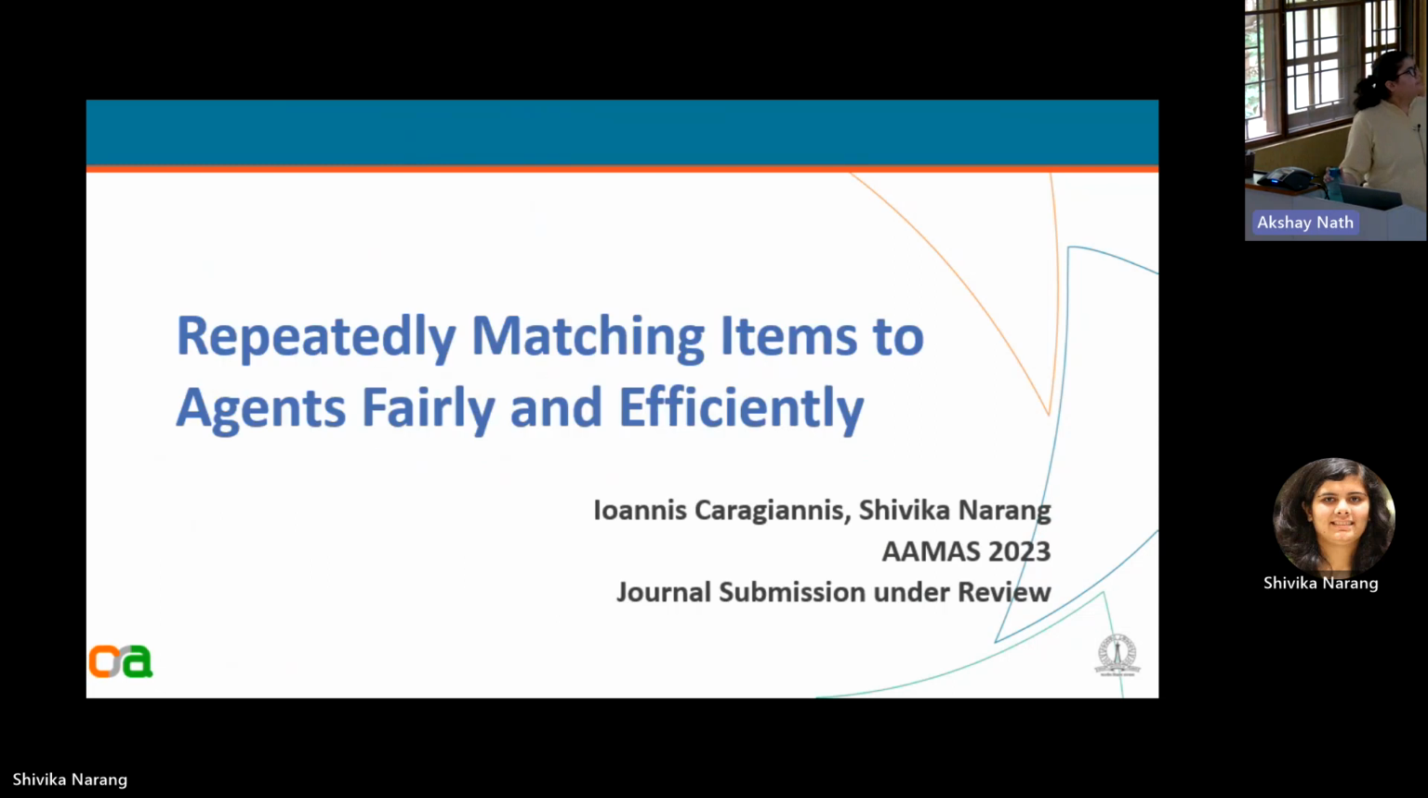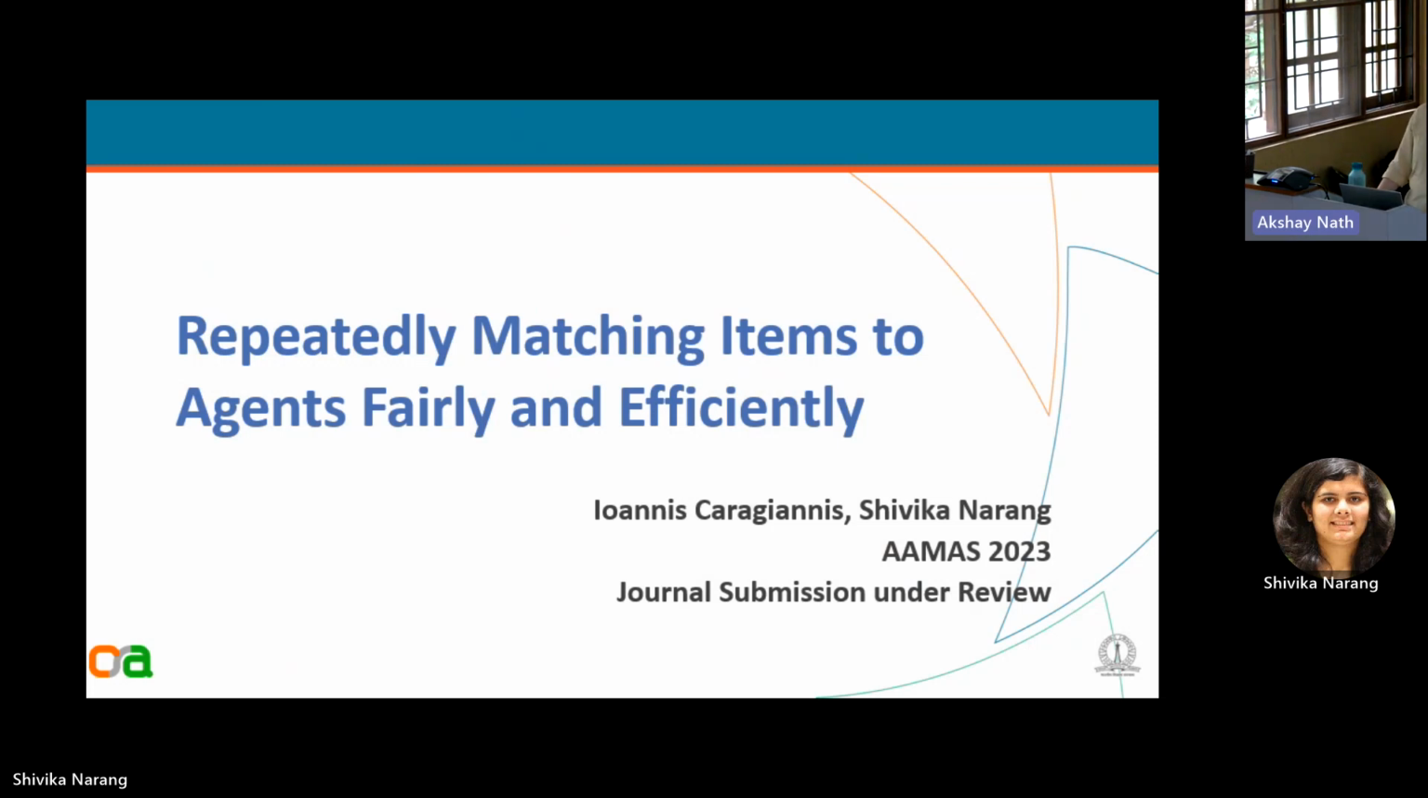Okay. So the next technical chapter is again for one-sided preferences. And this is joint work with Professor Karagiannis at Aarhus University. And this is titled Repeatedly Matching Items to Agents Fairly and Efficiently.